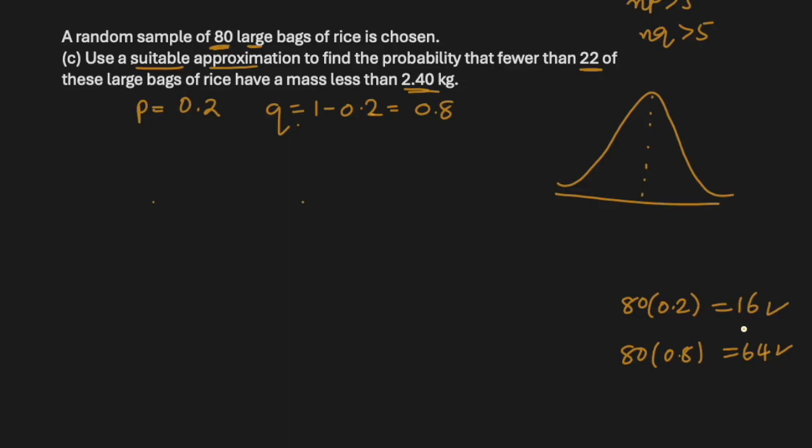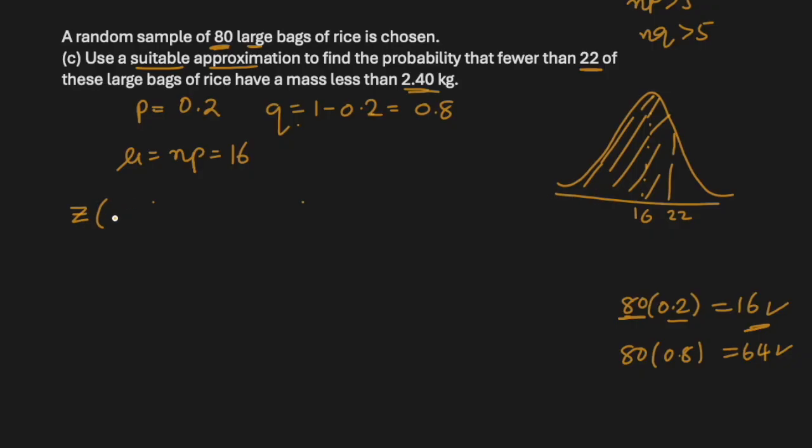Our mean is np, which in this case is 16. We just got a 16. And fewer than 22, so our number here is 22. We want fewer than. So very good. Our z-score table is always for less than 22. So no problem.